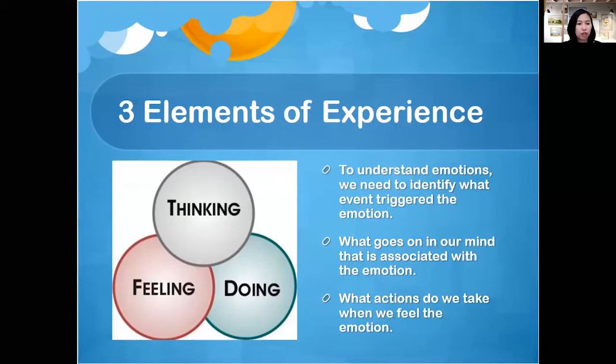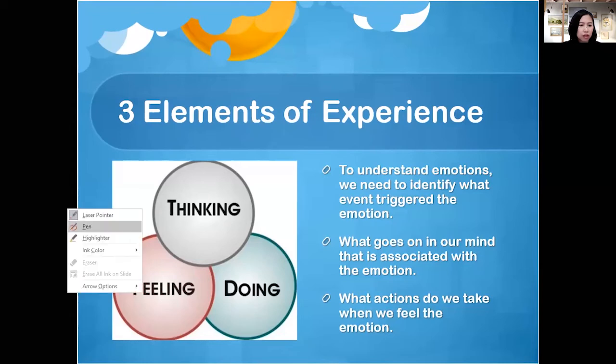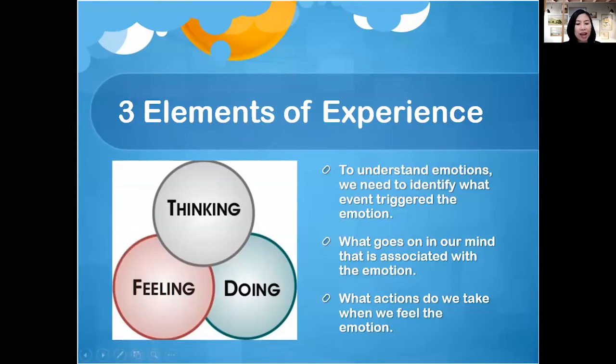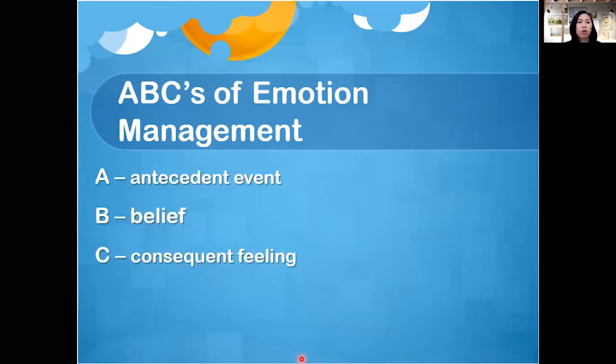Okay, so to understand emotion, we need to identify what event triggered the emotion, and then, okay, so there's the trigger, and then what happened to my laser? Okay, and then what goes on in our mind that is associated with the emotion, and then what actions do we take when we feel the emotion? Okay, so thinking and then doing. Okay, so there's a trigger, we felt something, what goes on in the mind, and then what do we do about that?